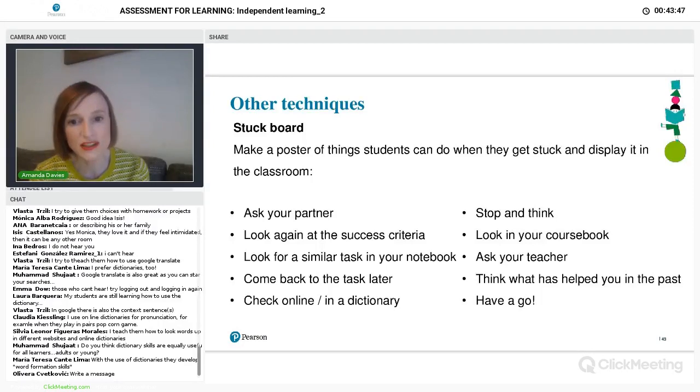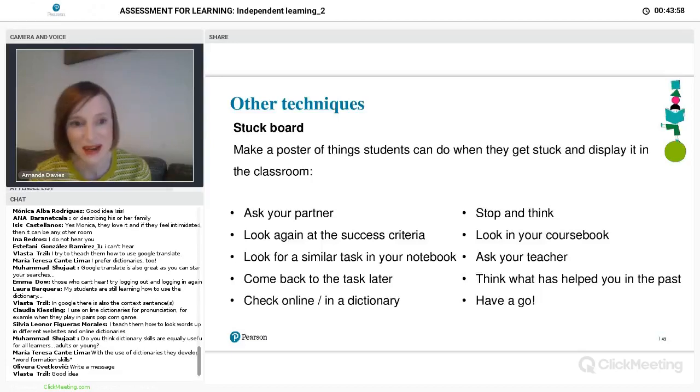So getting students to brainstorm and make a checklist of things that can help them when they're stuck is quite a nice thing to do, that reminds them of all the different strategies they can use. And even just having a go. I think sometimes students think, well, I don't know what to do, so I'm not even going to try. I'll just wait until the teacher goes through the answers.